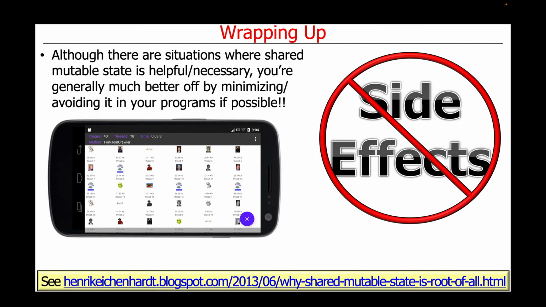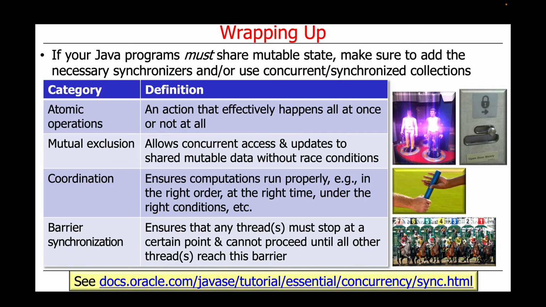Now that we've walked through the implementation of the Memoizer class, let's wrap up this lesson on the role of mutable shared state in modern Java. Although there are situations where shared mutable state is helpful and necessary, such as the Memoizer example we looked at, you're generally much better off minimizing and/or avoiding the use of shared mutable state in your programs if at all possible. If your Java programs must use shared mutable state, make sure to add the necessary synchronizers and/or use the appropriate concurrent or synchronized collections. There's a wide range of these synchronizers and/or collections, which are summarized on this slide.